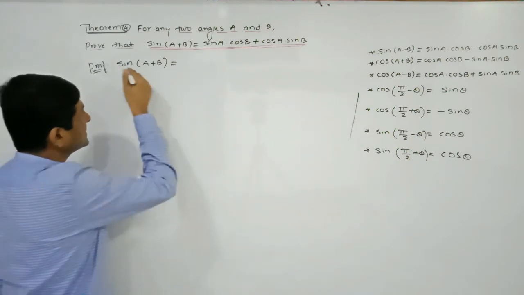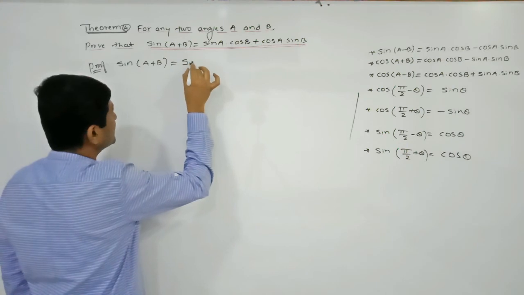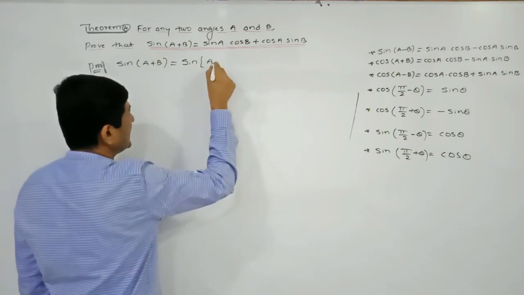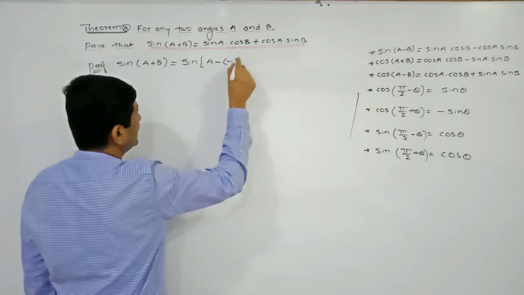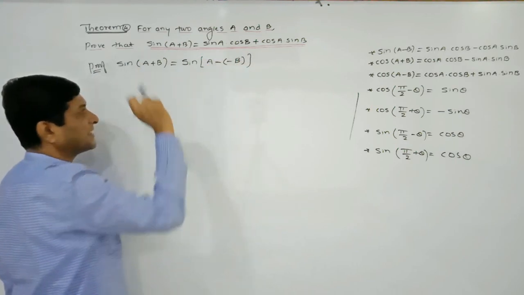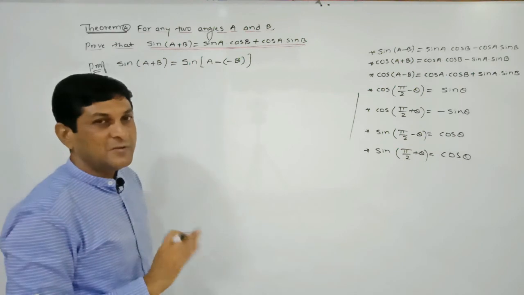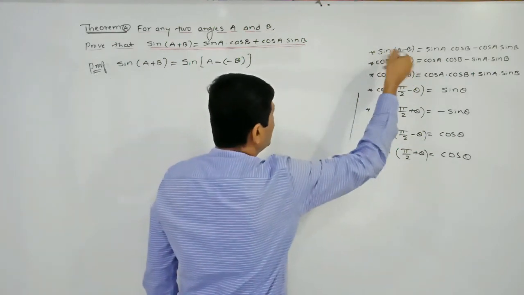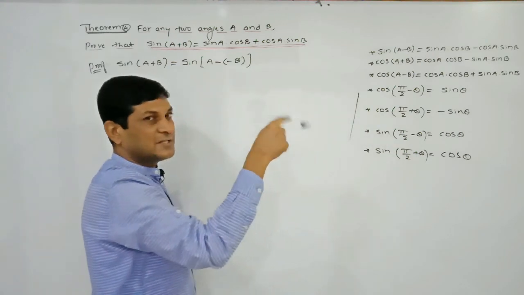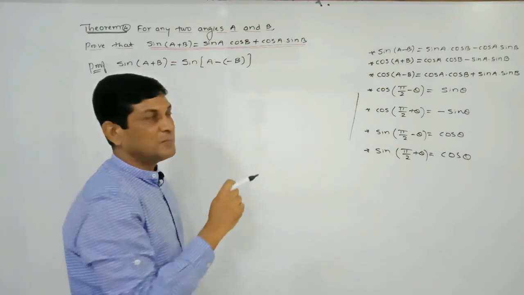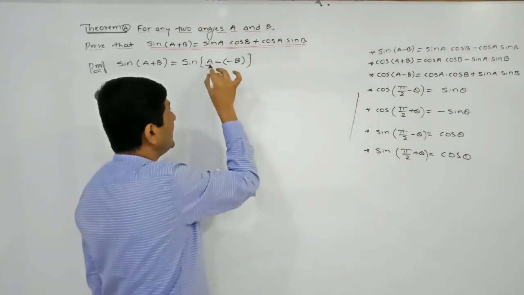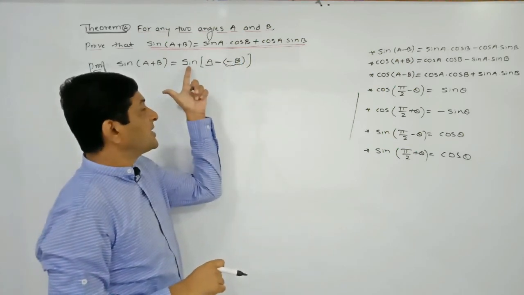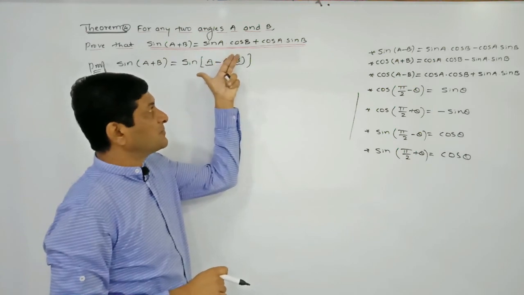So sin, keep it as it is. I am not disturbing sin. A also as it is. Can I write this plus as minus into minus B? Yes, because minus into minus will again become plus. And why are we writing it in this form? So that we are able to apply this formula, we are just trying to arrange the terms in the form of this formula. So sin A minus, consider this whole term as B. So the terms are in the form of sin(A minus B).